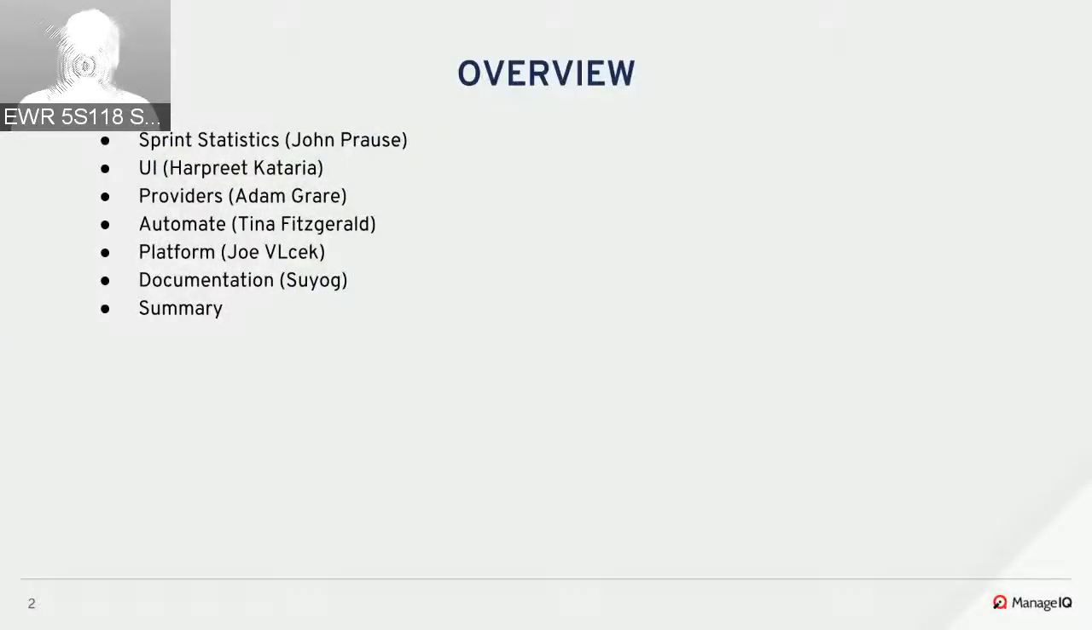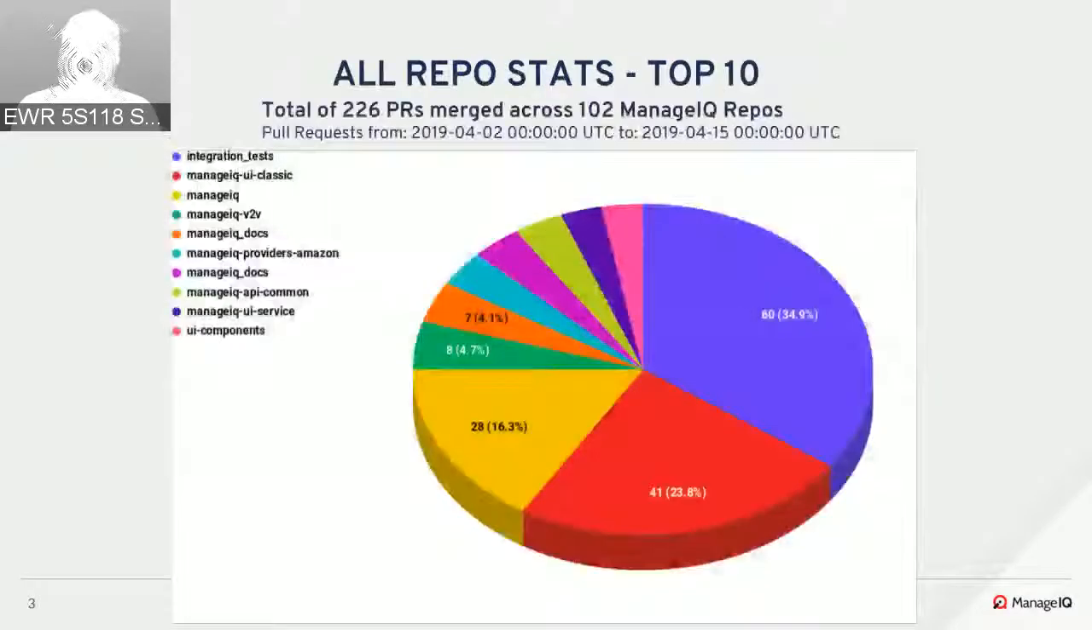So I'll do the sprint statistics. Harpreet will do UI, Adam providers, Tina automate, Joe platform, Suyog documentation, and let's go.